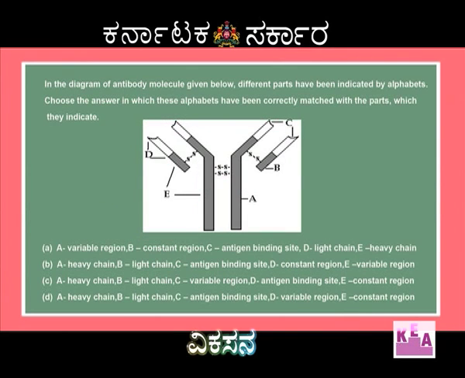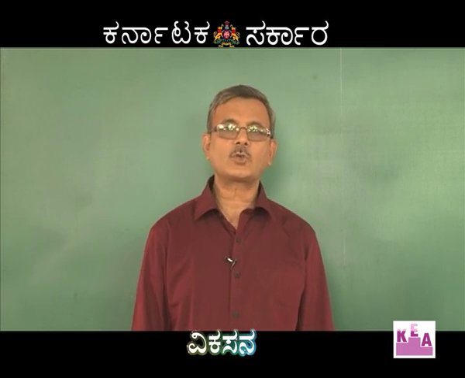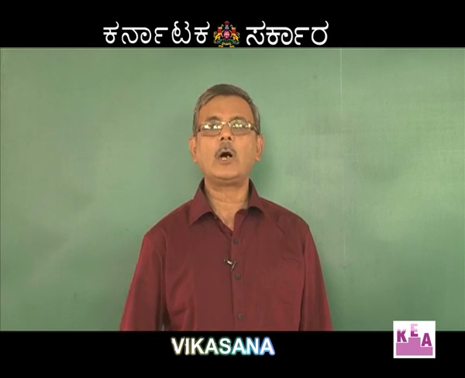Now, we move on to the next question, which is diagram based. Normally in a biology paper, at least we are going to find two questions which are skill based, where diagrams are going to be used. Let me read the question for you. In the diagram of an antibody molecule given below, different parts have been indicated by alphabets. Choose the answer in which these alphabets have been correctly matched with the parts which they indicate. So, what you have to do, friends, when you come across such questions, directly you label the parts and then cross match that with the options.